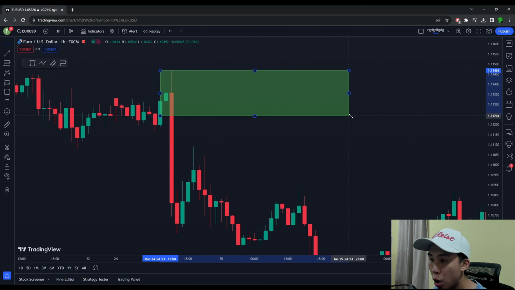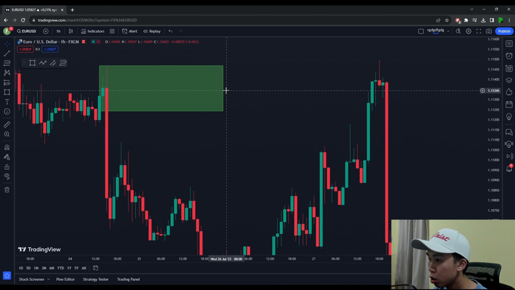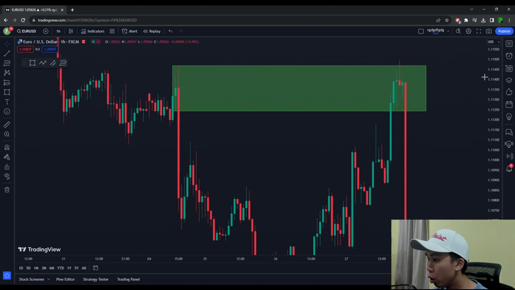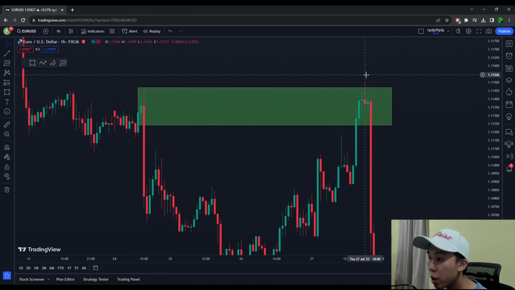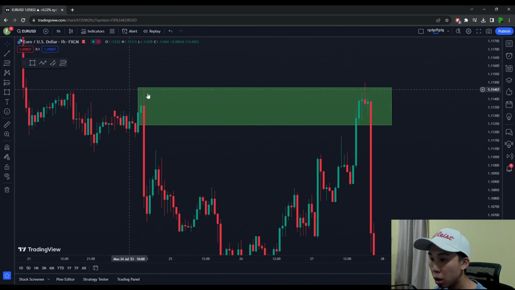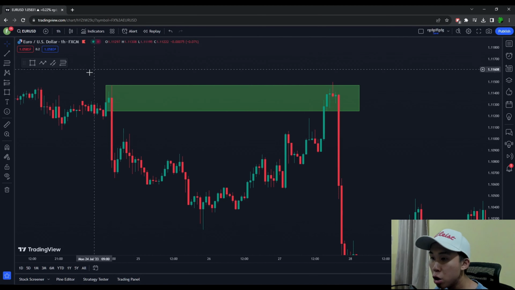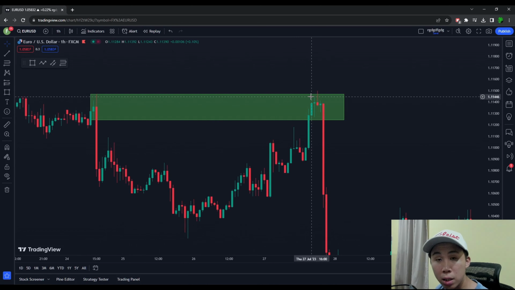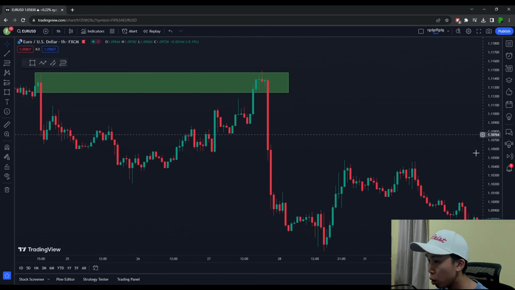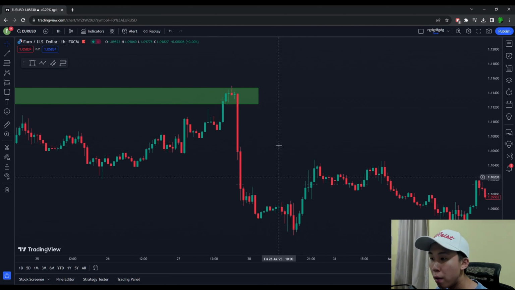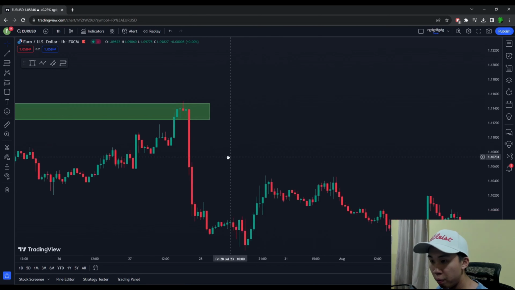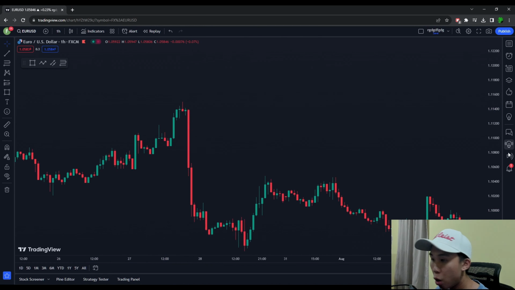Let's see how the order block worked. Have a look. Although it reacted above the wick, it still moved very aggressively to the downside. So for traders who managed to take a sell from here, you would have caught a very good downside move. For example, this is another order block as well.